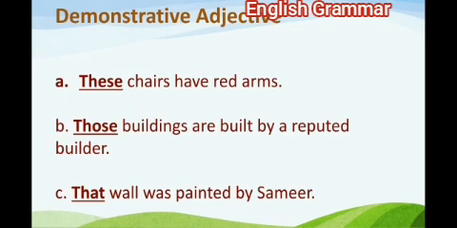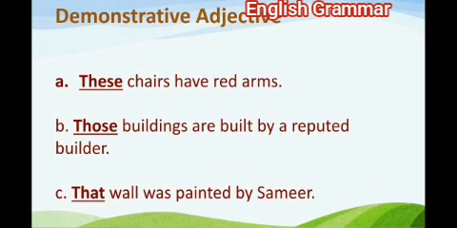Look at the sentences again. These chairs have red arms. Do you think these chairs are nearby or far away? If you said nearby, then you got that correct. These is used for things that are nearby. And those buildings are built by a reputed builder. Those are quite far away. That wall was painted. That is used for something that is far away. Okay? So let's always keep that in mind.